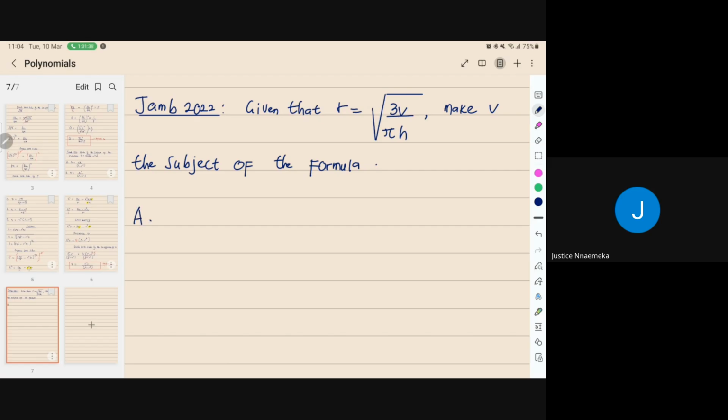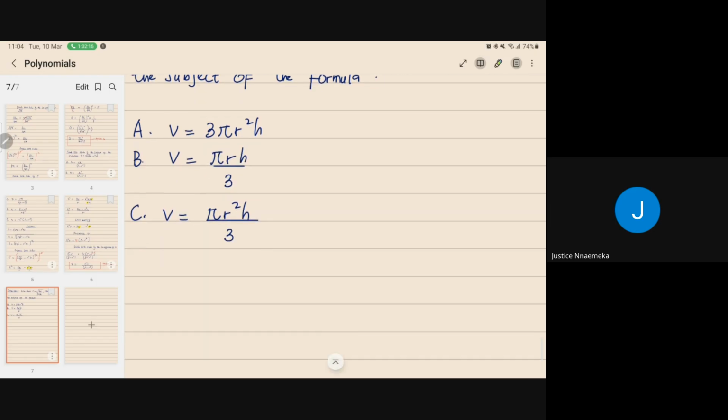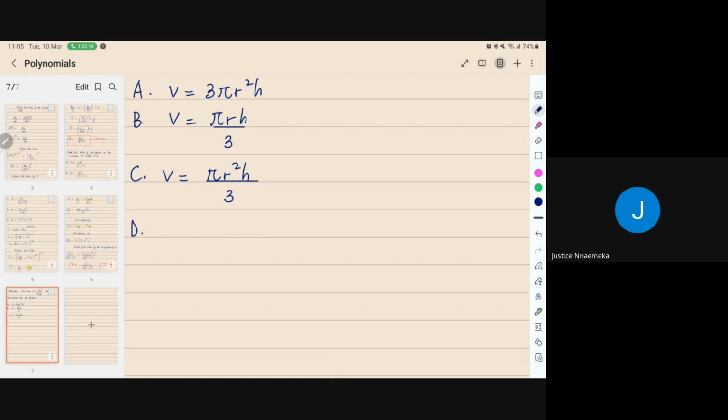All right, so look at your options now. Give me your answers, guys. Option A: V is equal to 3 pi r squared h. Then B: V equal pi r h all over 3. Then C: V equal pi r squared h all over 3. Then we'll have D. See the answer. C is the answer. Yes.